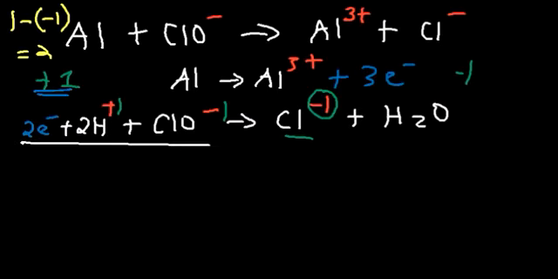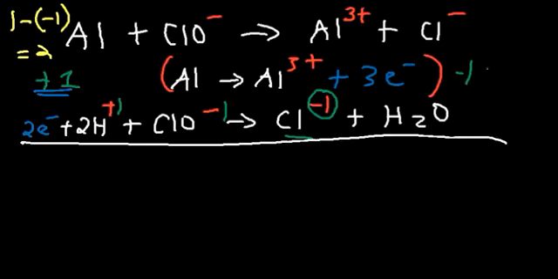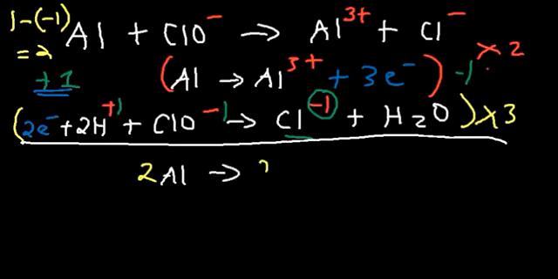Next we need to make sure the number of electrons are equal. As we said before, the least common multiple of 2 and 3 is 6. So we need to multiply this by 2 so we can get 6 electrons, and we need to multiply this equation by 3 so we can get 6 electrons. Let's rewrite what we have. We have 2Al, and that yields 2Al3+ with 6 electrons.